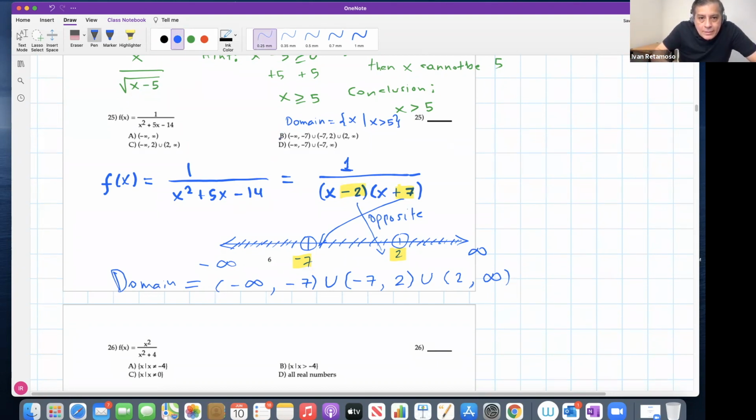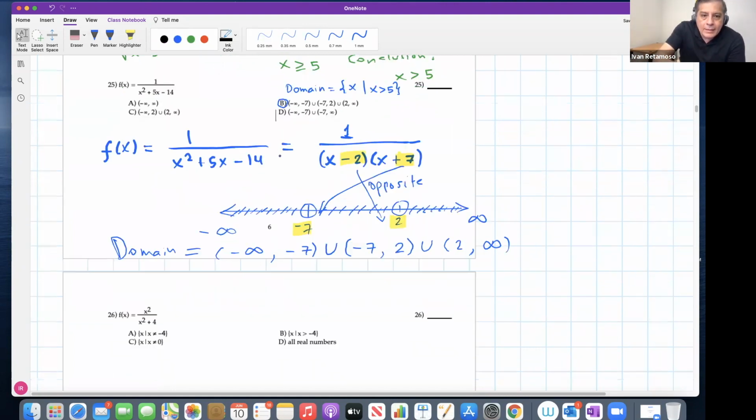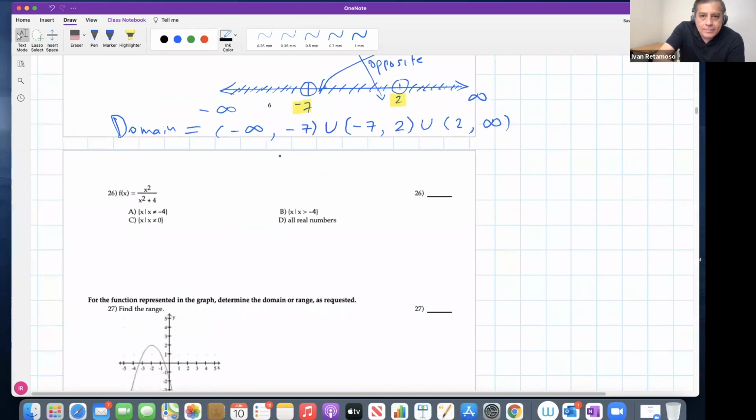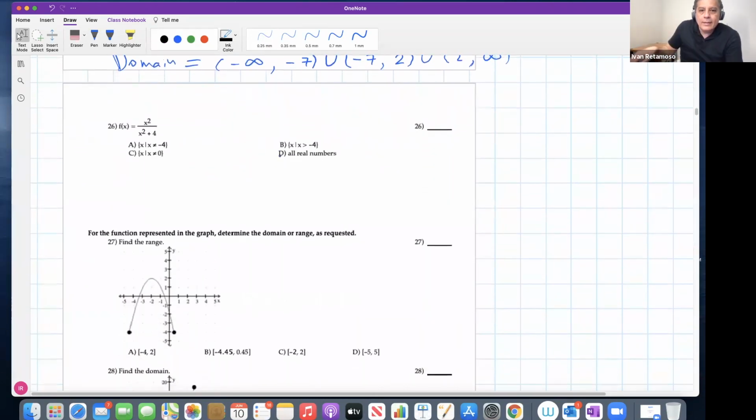As you can see, guys, sometimes the domain is given as an interval, sometimes in words, sometimes in set builder notation. Let's try this one now, number 26. Again, they are asking us for the domain of this rational function. Rational functions are functions that look like fractions.